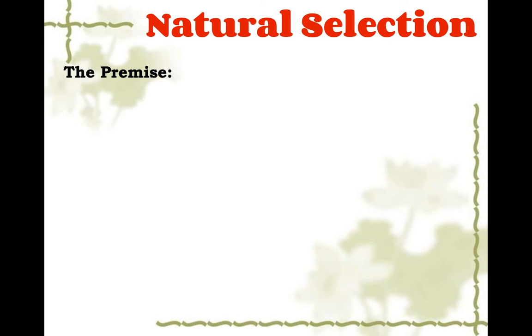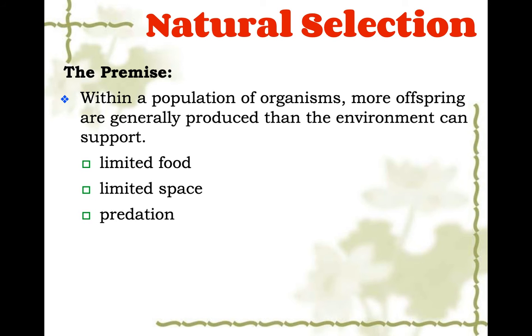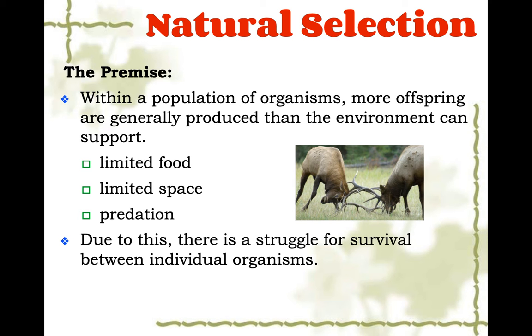So let's talk about natural selection. So, the premise behind natural selection. If you consider a population of organisms, generally they're going to produce more offspring than the environment can support. For various reasons, there might be limited food, limited space, predators, there are different things, but basically, some of the offspring are not going to make it. Or at least they're not going to make it long enough to have offspring of their own. So, because of this situation, you get a struggle for survival between individual organisms.